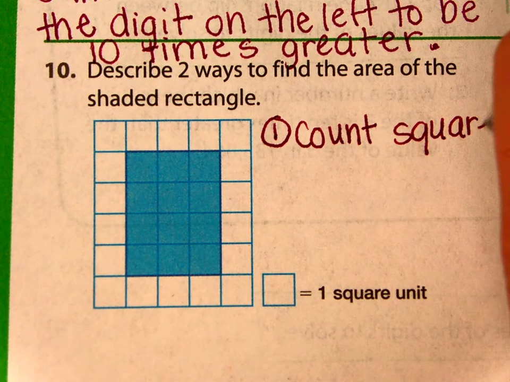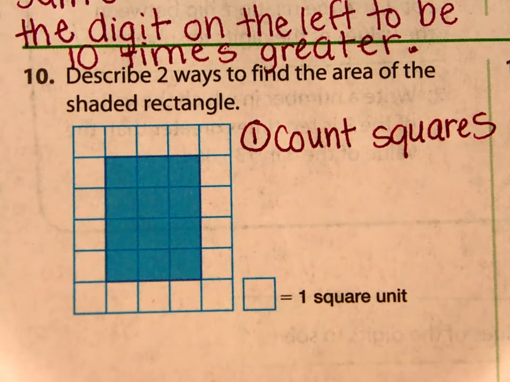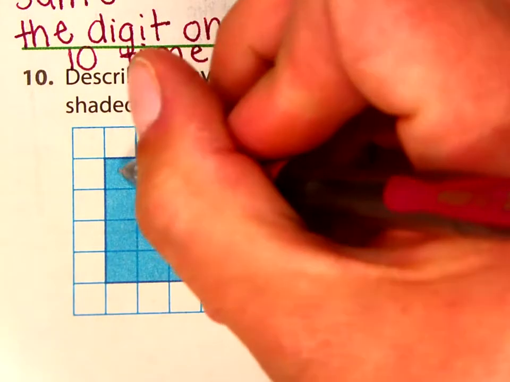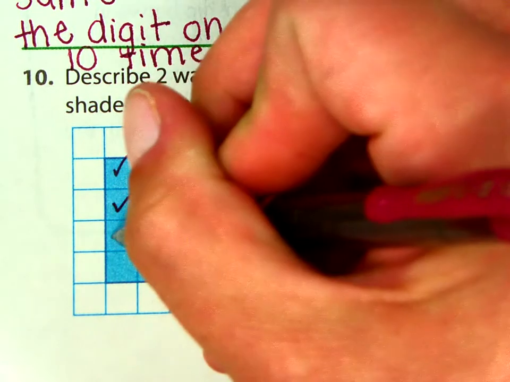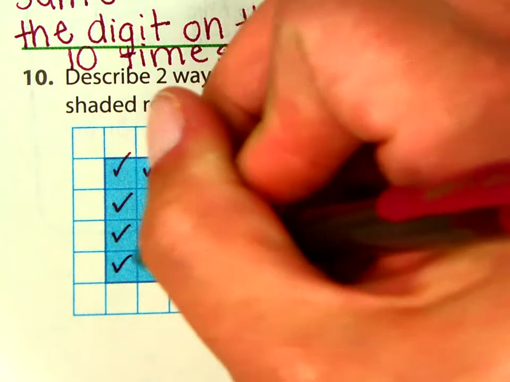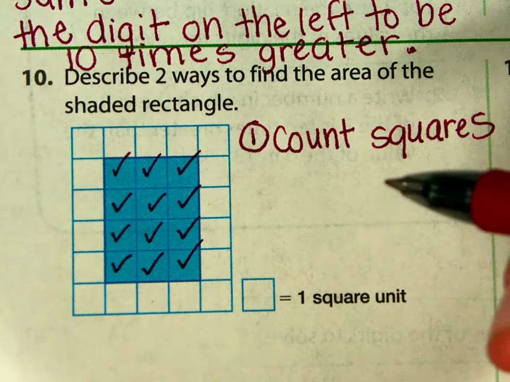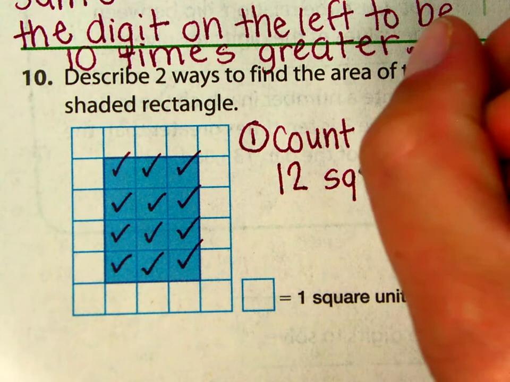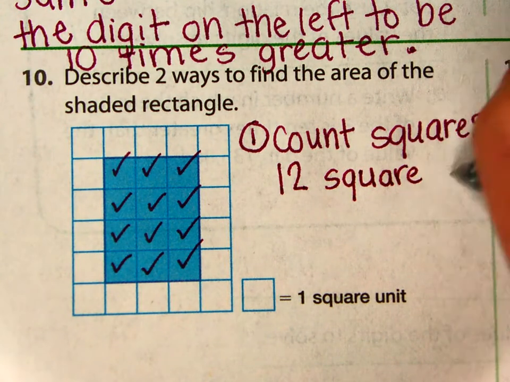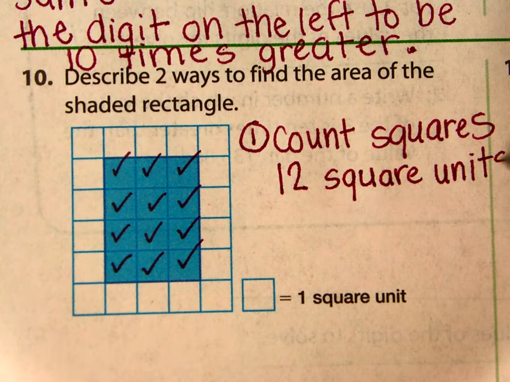So when you count those individual shaded squares, you can see 1, 2, 3, 4, 5, 6, 7, 8, 9, 10, 11, 12. 12, and we like to write square units. But then there's another way you can do it.